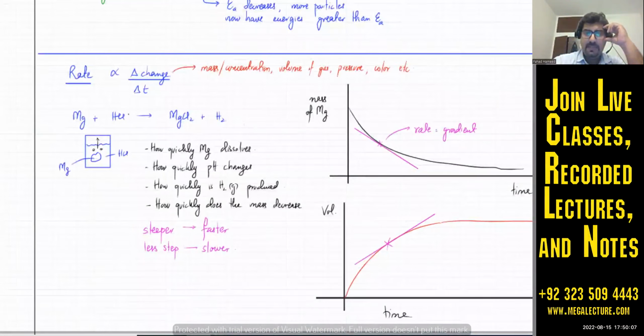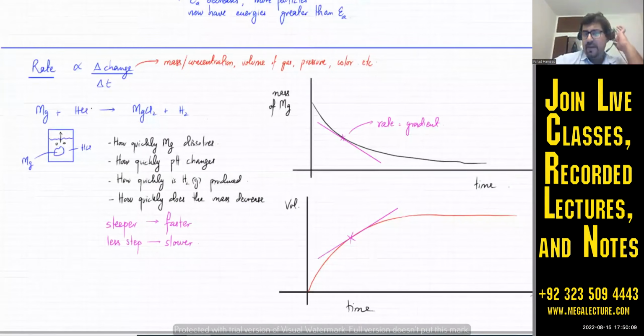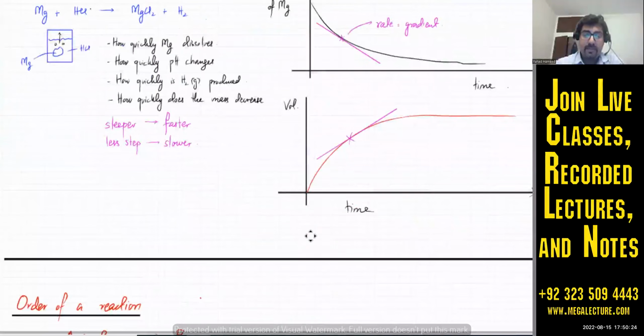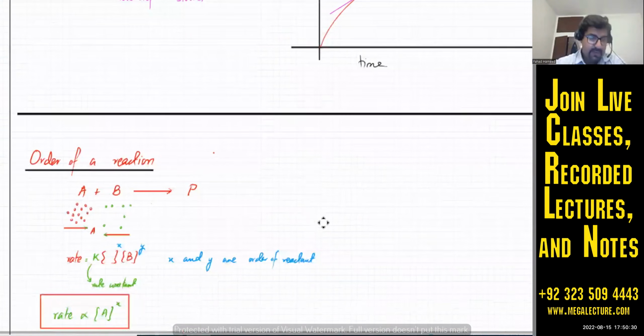What you actually mean when rate is mentioned is any change with respect to time. The change could be decreasing, it could be increasing. It could be mass change, volume change, color change, any change that could be measured and plotted with respect to time. And the gradient is going to tell you the rate at which the reaction happens.